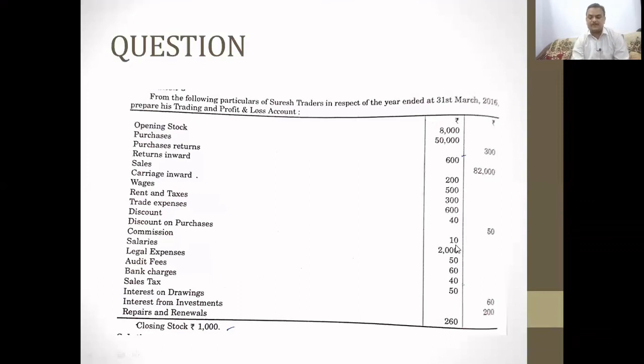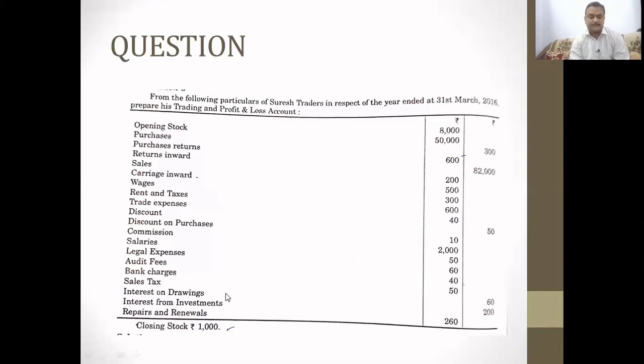Commission, that commission is given in debit side of trial balance, so it will show in the debit side of profit and loss account. Commission, salary, debit side of profit and loss account. Legal expenses, debit side of profit and loss account. Audit fees, debit side of profit and loss account. Bank charges, debit side. Sales tax, debit side of profit and loss account.